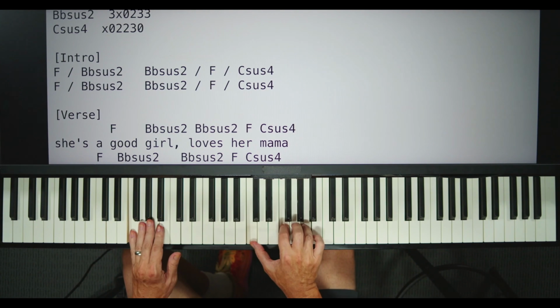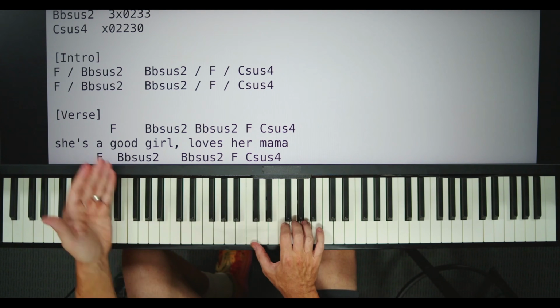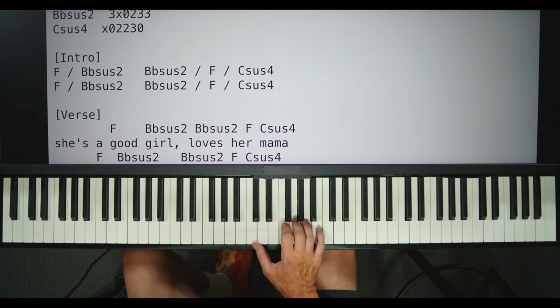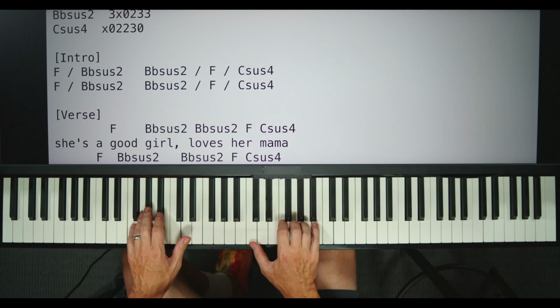Okay? Now I'm going to go to C sus4. Right? And by the way, I just uploaded a lesson in depth showing you all kinds of cool ways to play this song all the way through with rhythms and stuff. In this video, I'm showing you what the chords are, though.